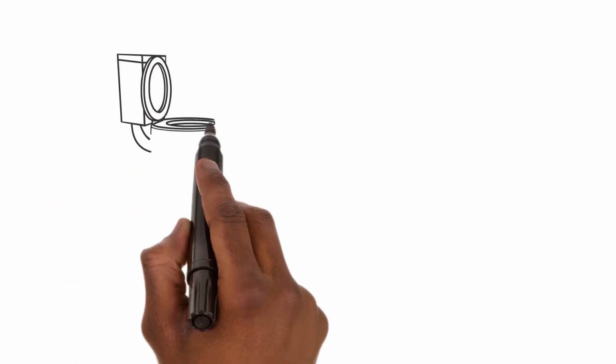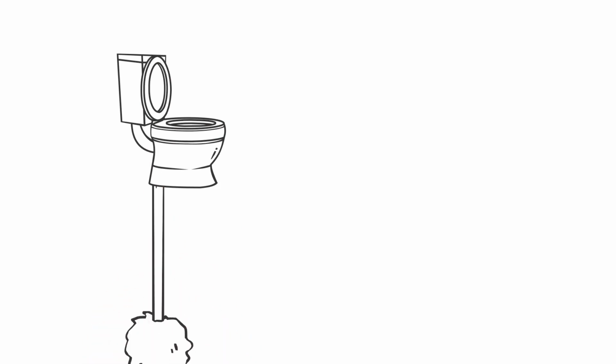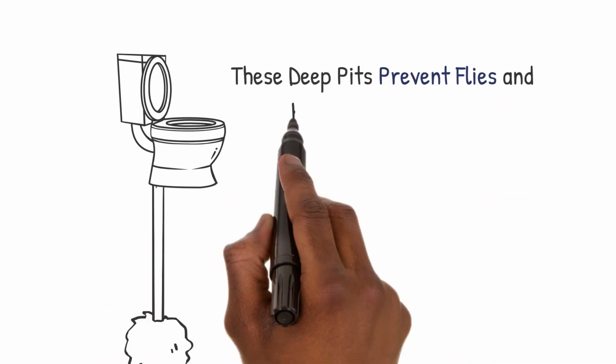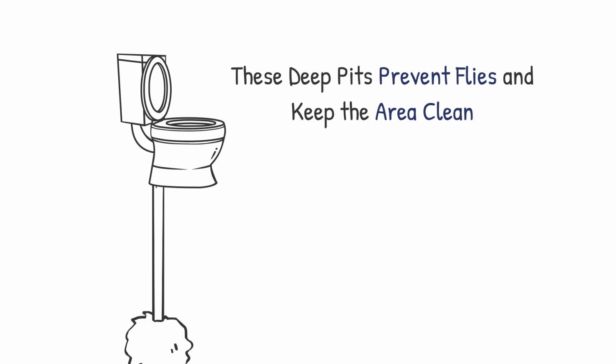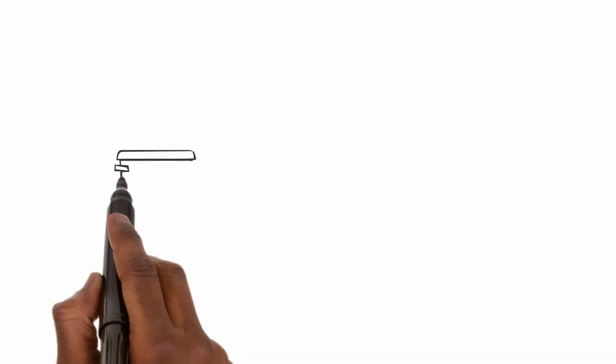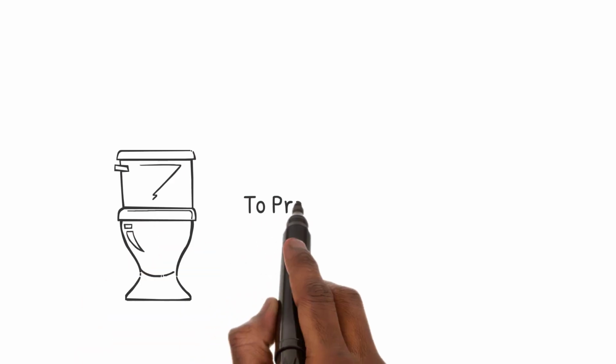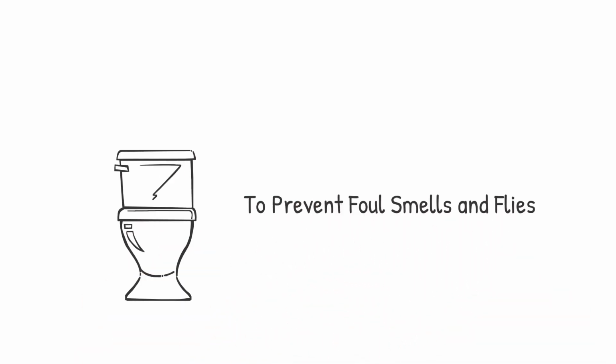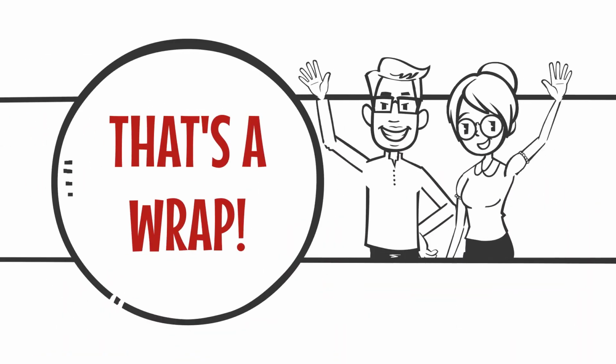In some areas, pit latrines are used. These deep pits prevent flies and keep the area clean. Remember to add water to help with decomposition. Also, always cover the pit with a lid to prevent foul smells and flies. And with that, we wrap up this informative lesson.